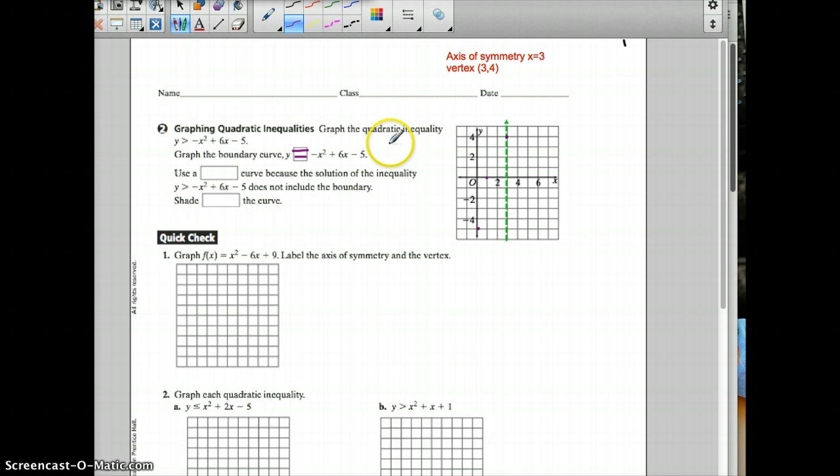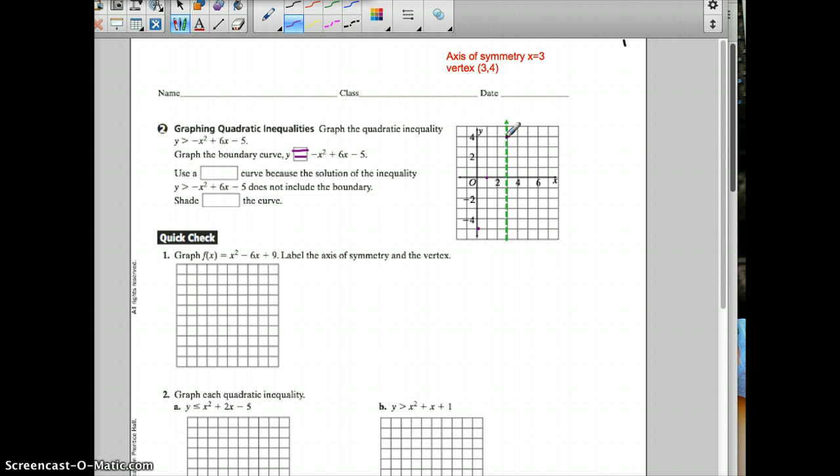So now we're graphing this quadratic inequality: y is greater than negative x squared plus 6x minus 5. The first thing you want to do is graph the equation y equals negative x squared plus 6x minus 5. I found my axis of symmetry by using negative b over 2a, which gives me positive 3. So x is 3. Then I plug 3 back into my equation, and I get 4 for my y value. That's going to be my vertex.